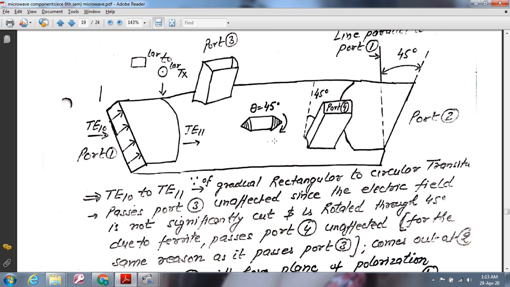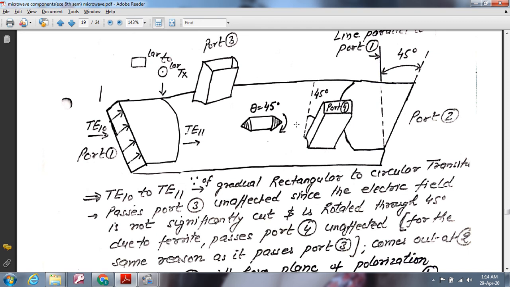This power passes port 4 unaffectedly because again the electric field is not significantly cut. This wave gets rotated by another 45 degrees due to the ferrite rod in the clockwise direction. Now totally it is 90 degrees rotated. Thus the wave gets rotated by another 45 degrees due to the ferrite rod in the clockwise direction.